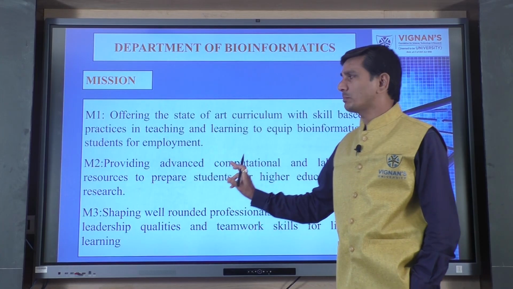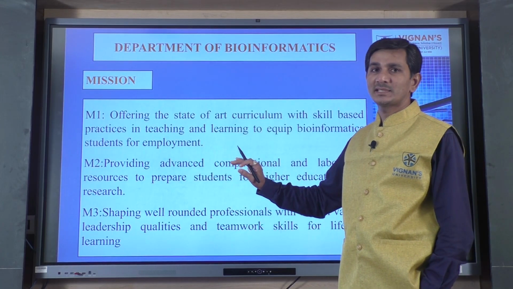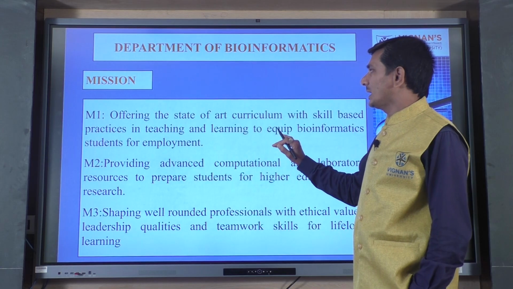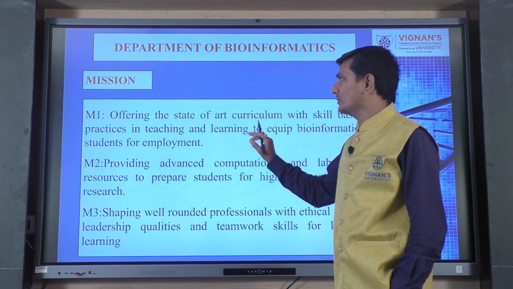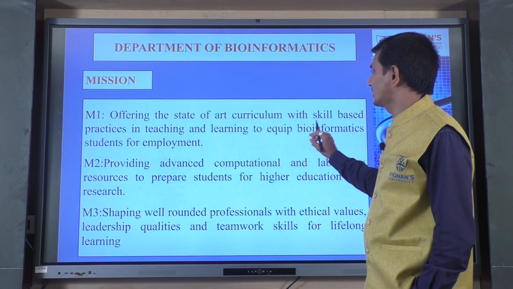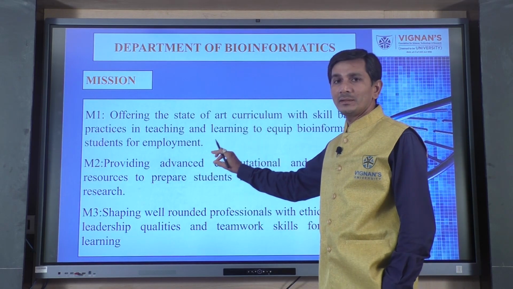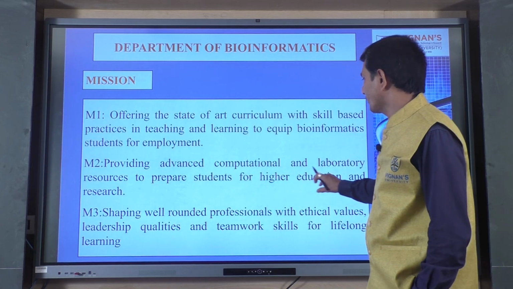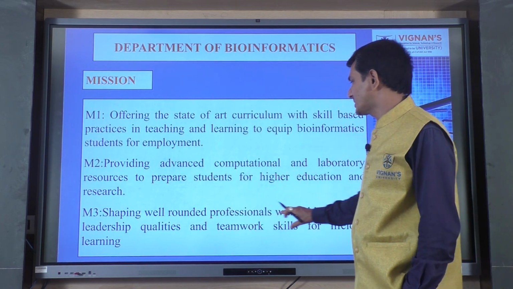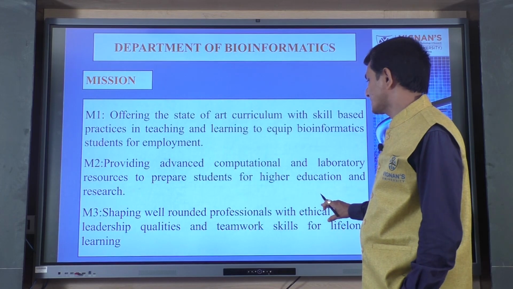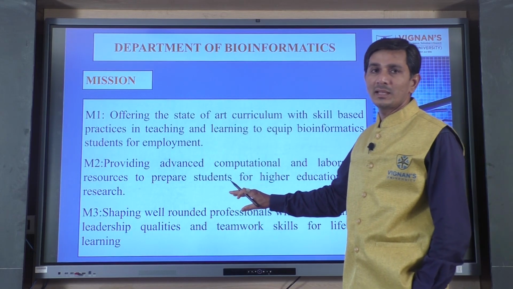Coming to the mission statements. The Department of Bioinformatics has 3 mission statements aimed at 3 different aspects. The first mission statement is towards employability. The second mission statement aims towards higher education and research, and the third mission statement mainly focuses on developing entrepreneurial capabilities.